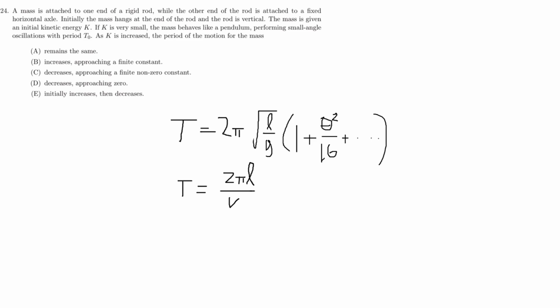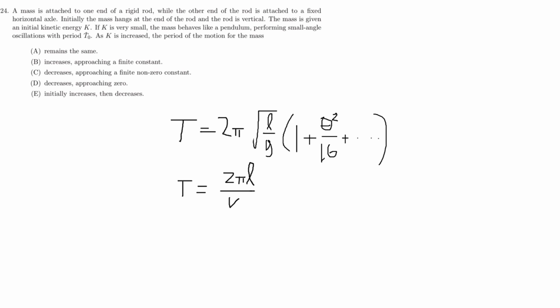Okay, so we have this problem from the 2018 F equals M exam A, since they started splitting it up into two. And this is problem 24. A mass is attached to one end of a rigid rod, while the other end of the rod is attached to a fixed horizontal axle. Initially, the mass hangs at the end of the rod, and the rod is vertical.